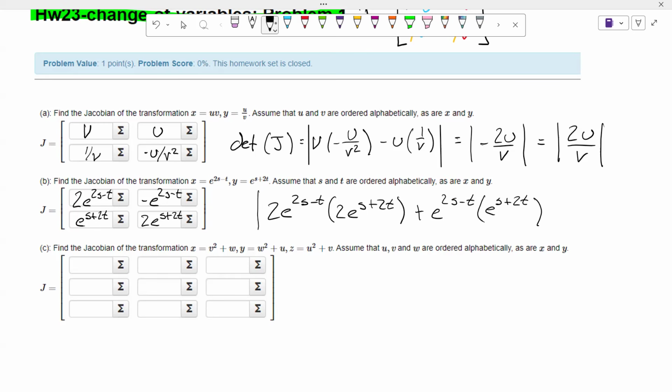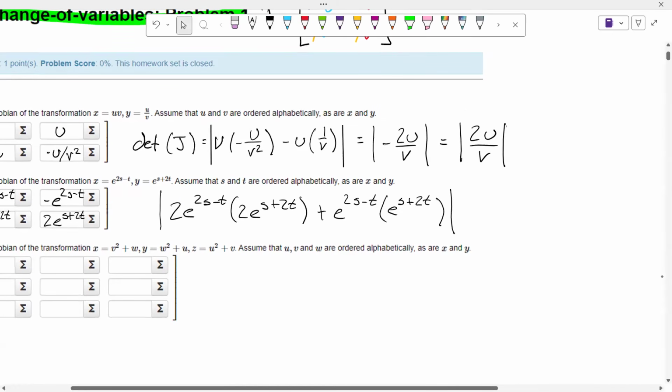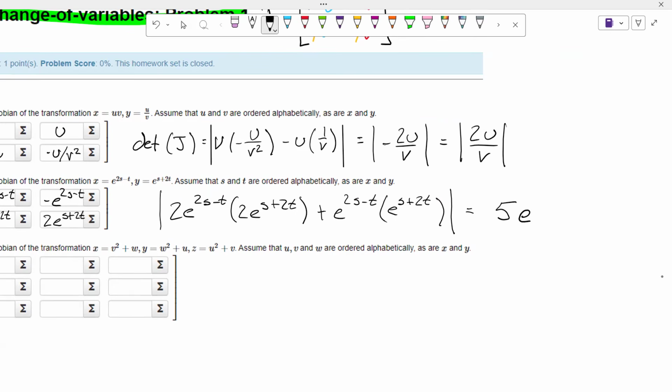And then I think this can simplify. Don't forget the rest of your absolute value. To 5, since that's going to be my overall coefficient. 2 times 2 is 4, plus 1 is 5. Notice that the things being multiplied together are the same. And if I'm multiplying two exponentials, I can add their exponents to get 3s plus t. And you might have noticed I have dropped my absolute value sign.